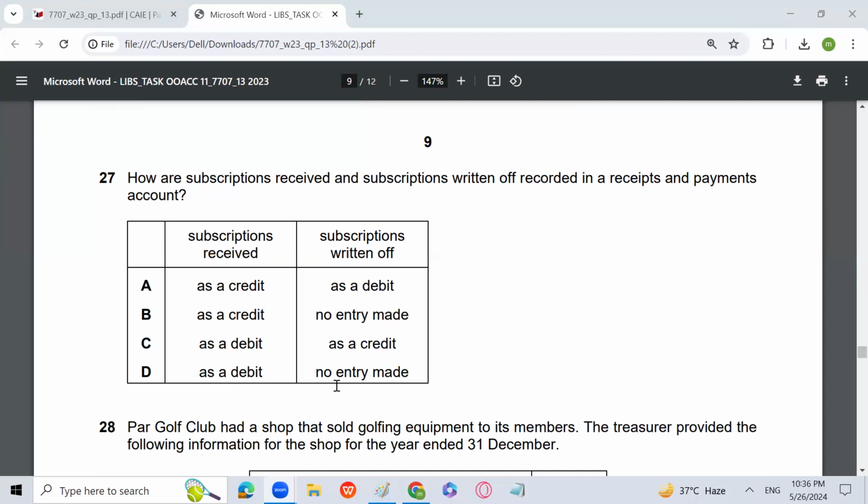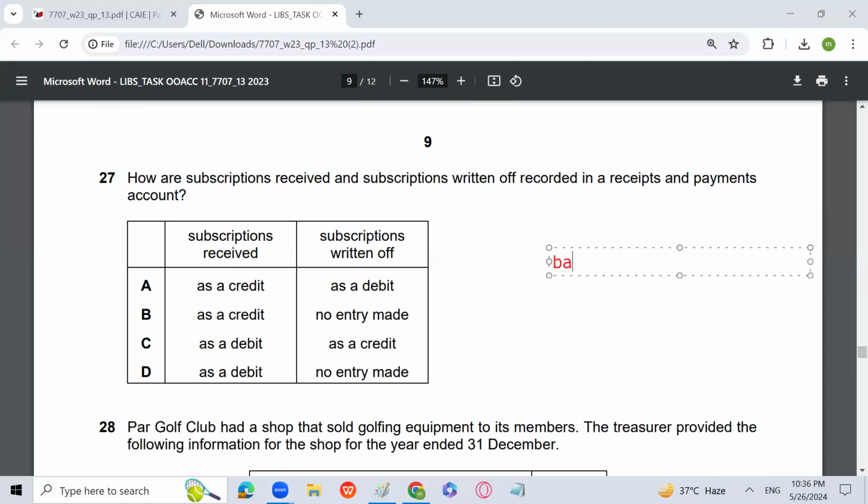Why, sir? Receipt and payment account is a cash account. Receipt and payment account is a cash account, right? So the answer is D. Why, sir? Okay. Subscription received, bank debit. So that's why subscription received will come on the debit side of receipt and payment account.